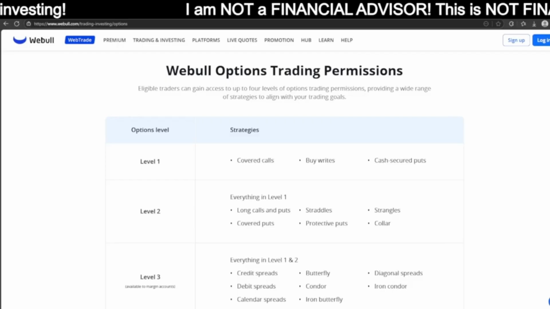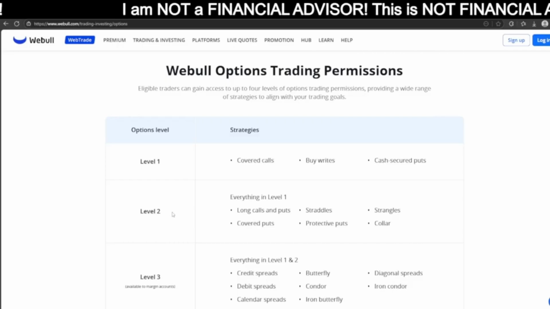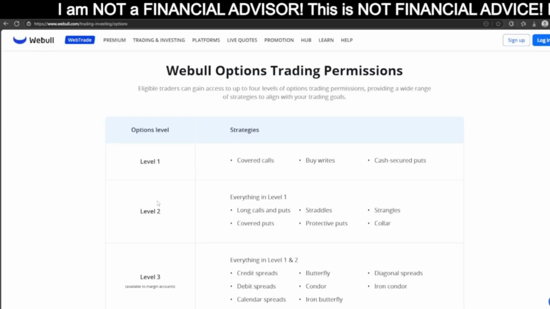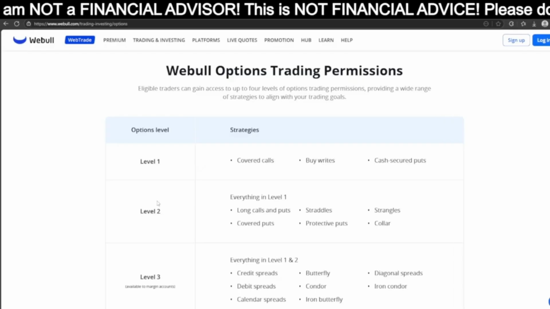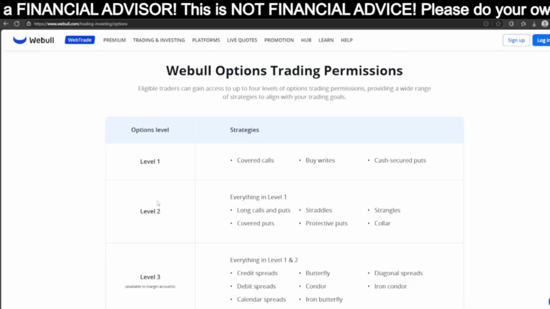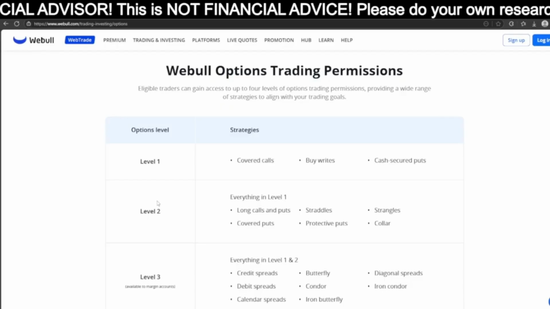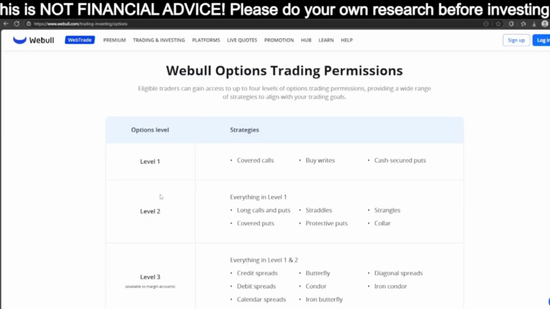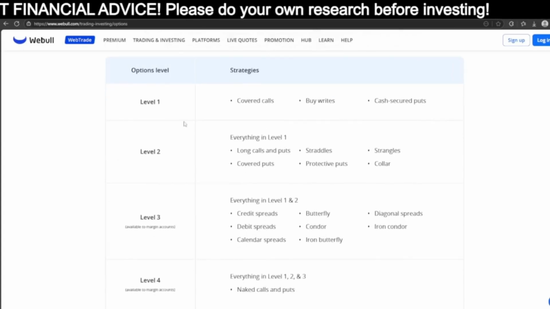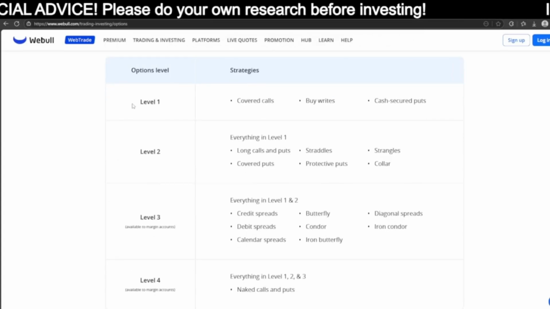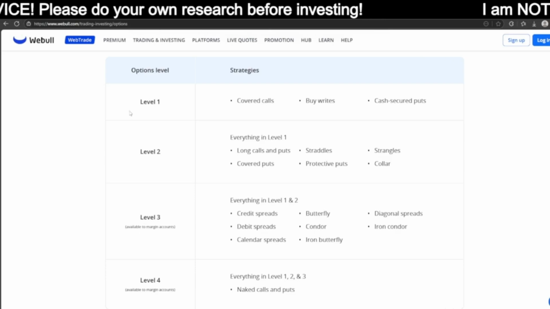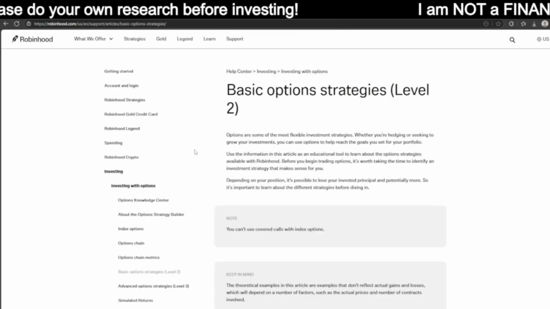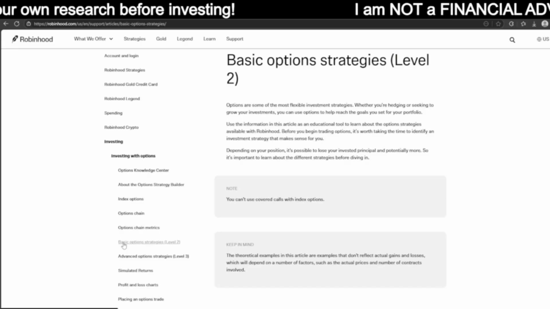When you do open up a brokerage account, not everybody is given options trading or options levels right away. You do have to apply for options levels, and there's a questionnaire you answer, and based on the questionnaire, it'll tell you what level options you have available. So Webull, for example, you can get up to 4 levels of options level trading, which I didn't know that. But if you go to Robinhood, for example, it's only 2, level 2 and level 3.